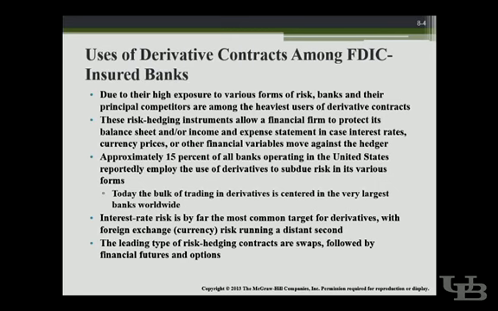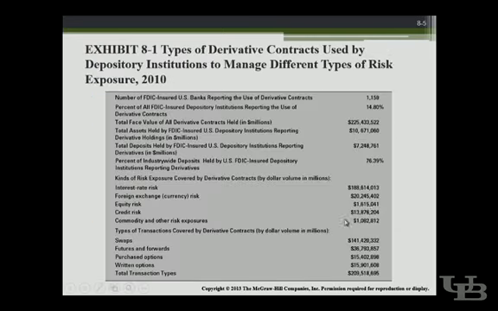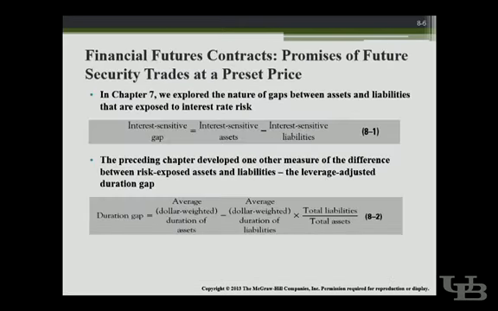Many of the financial institutions, the largest institutions, are very active in derivatives. Approximately 15% of banks as of 2010 do deal with derivatives, and these are the different kinds of derivatives products that they deal with. Total face value of the derivatives was $225 billion. We already talked about the gap in Chapter 7.